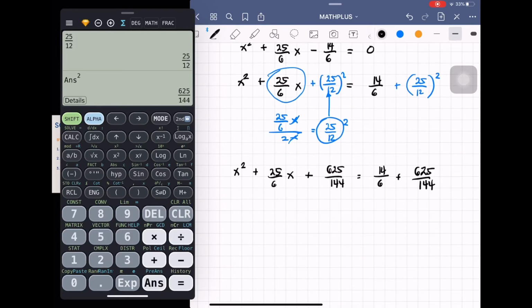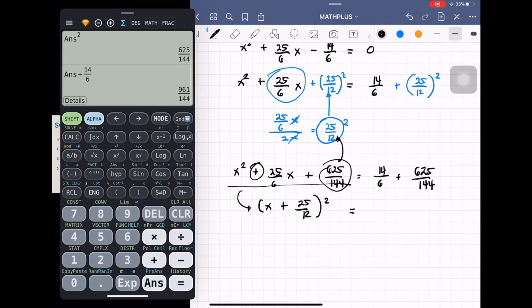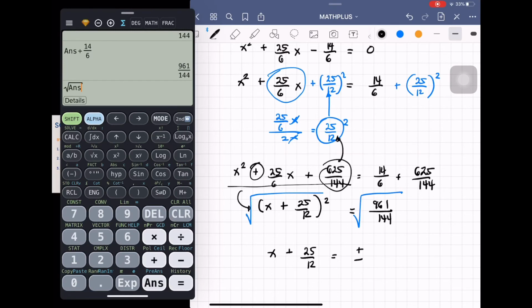Simplifying the left side by factoring, that will produce x plus, because we're taking this sign, the square root of this, which is obviously 25 over 12, quantity squared. So this trinomial is from the square of this binomial, equivalent to 625 over 144 plus 14 over 6, and it will produce 961 over 144. The next step is to take the square root of both sides of the equation. The left side will be x plus 25 over 12, and the right side will be positive, negative, the square root of this, 31 over 12.